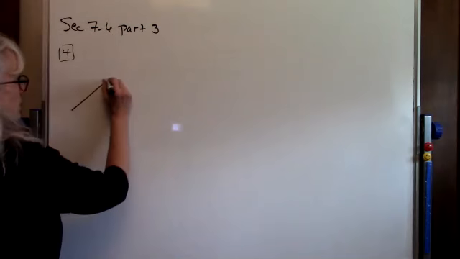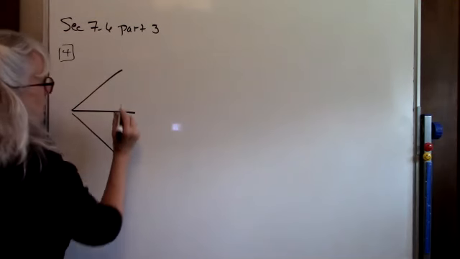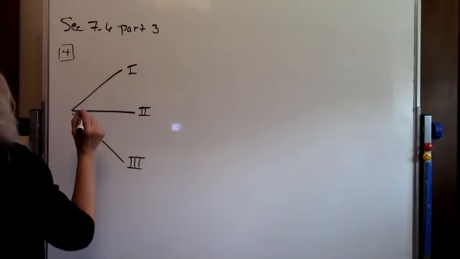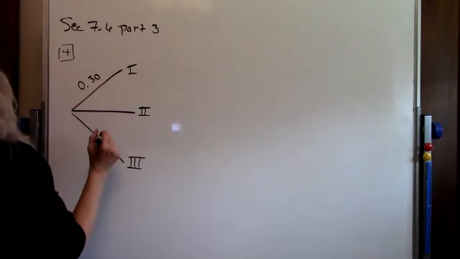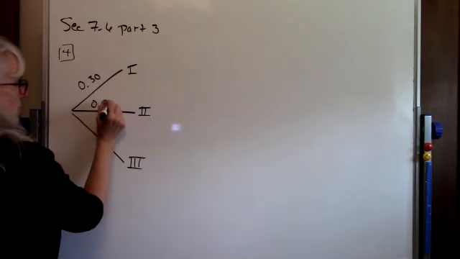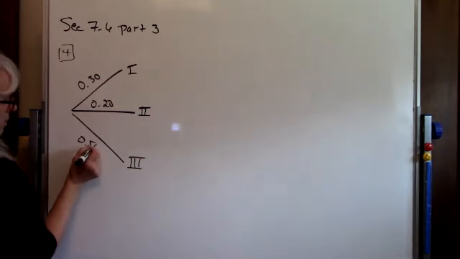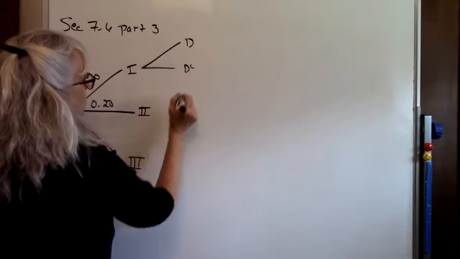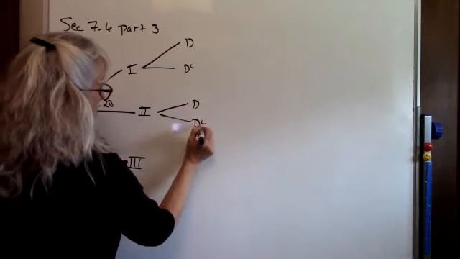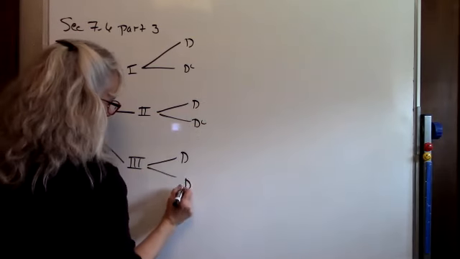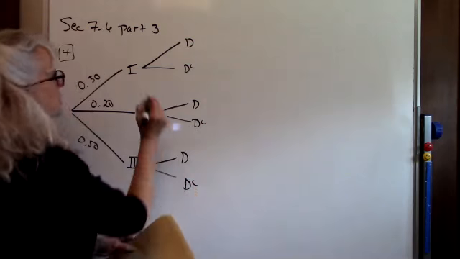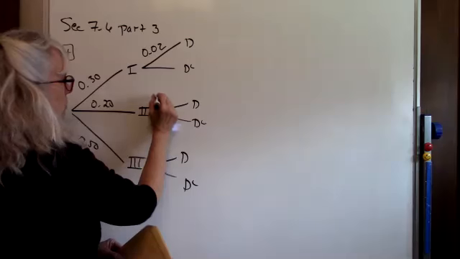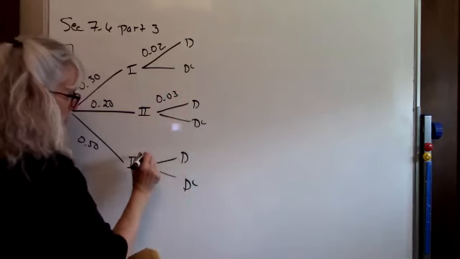So the very first thing we have is the things that are mutually exclusive. So that would be factory 1, factory 2, and factory 3. And they told us that 30% of the items are from factory 1, 20% from factory 2, and finally 50% from factory 3. So from there, we're going to go with defective and its complement, defective and its complement, defective and its complement. We know from factory 1 it's 2%, from factory 2 it is 3%, and from factory 3 it's 4%.